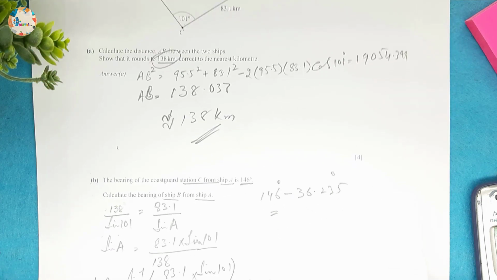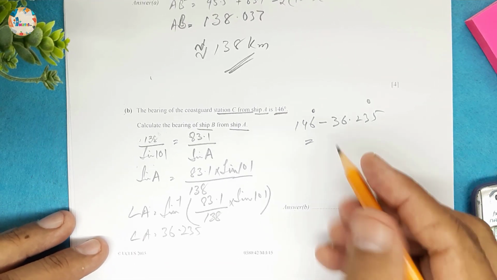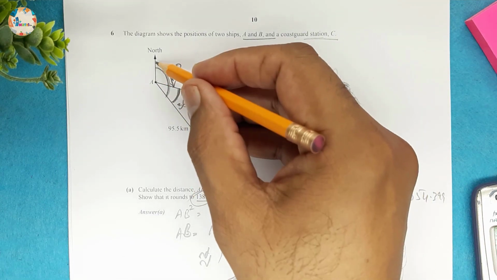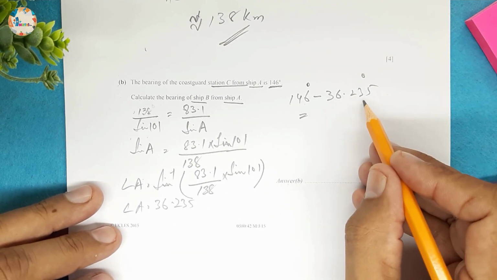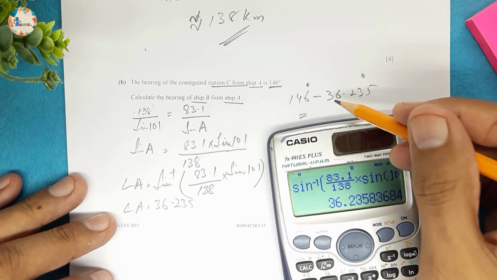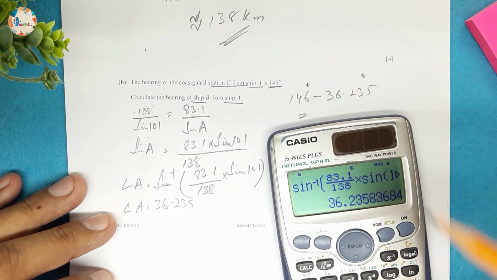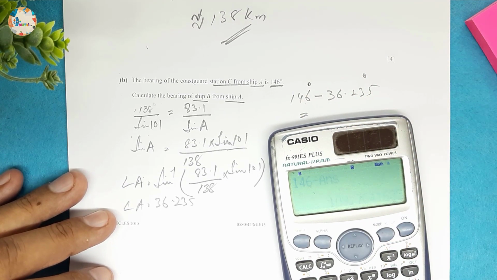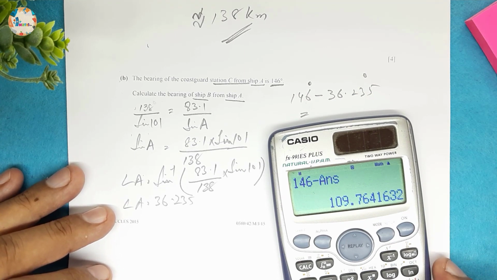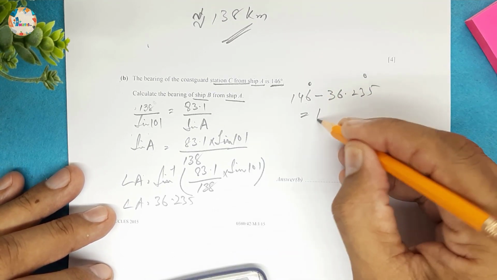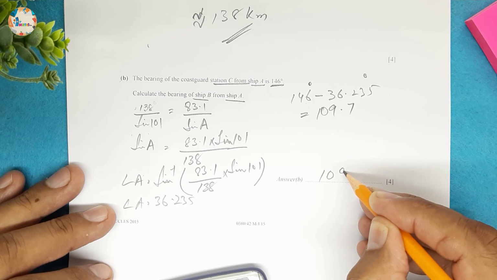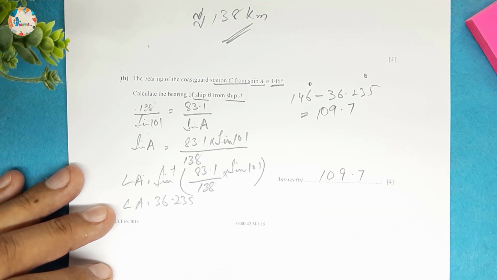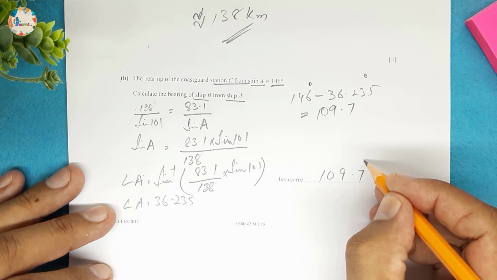Basically I'll have to move the page, sorry. So 146, which is this complete angle, minus this value, which is 36.235, and these are the calculator numbers which I'll be using. So 146 minus answer will be resulting to 109.7. So 109.7 degrees will be our answer.